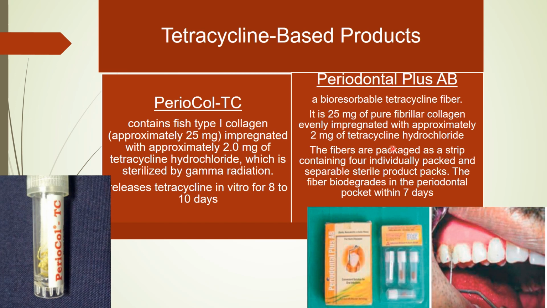Okay. Coming to Periodontal Plus AB, there is also a bioresorbable tetracycline fiber. It is 25 milligram of pure fibrillar collagen evenly impregnated with approximately 2 milligram of tetracycline hydrochloride. These fibers are packaged as a strip containing 4 individually packed and separable sterile product packs. This degrades in the periodontal pocket within 7 days. It can be retained with the periodontal dressing again or covered with a dental adhesive for 10 days.